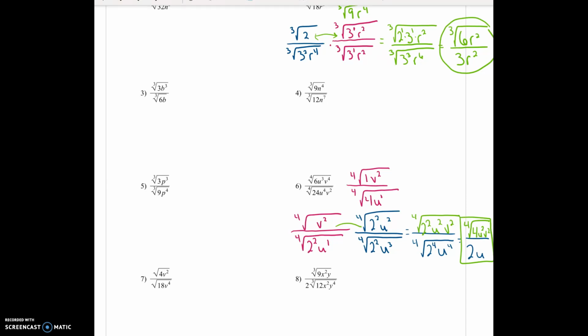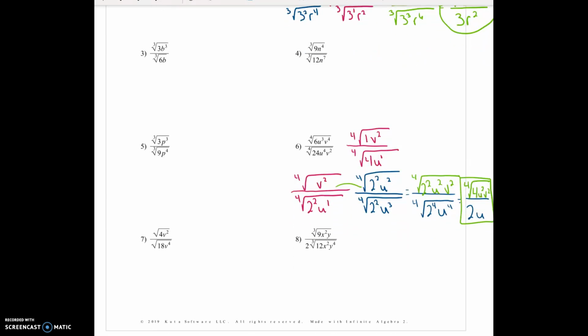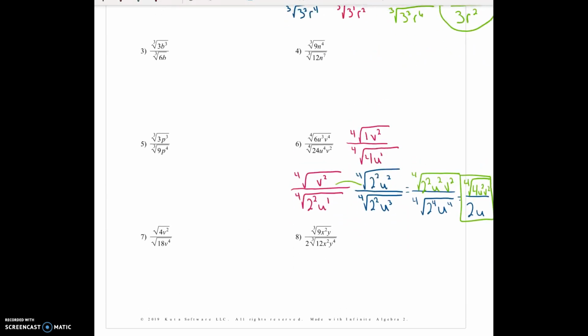And one more. The next problem I'm going to do with you is problem 7. So same first step. I'm just going to simplify, as far as the numbers go, 4 and 18. I'm going to take a 2 out of both of those and make it 2 and 9. And then my v's, I'm going to make it into v squared. And then I'm going to make a factor tree. I can't make a factor tree for 2. Nothing happens there, but I can make a factor tree for 9 and turn it into 3 squared. So that's what I'm going to do here.